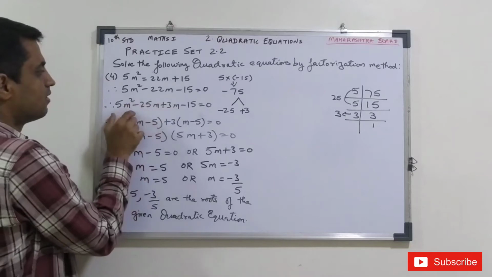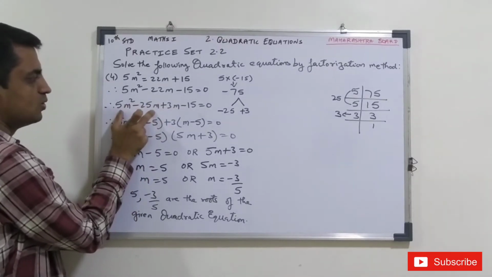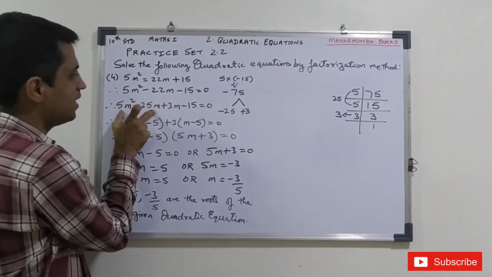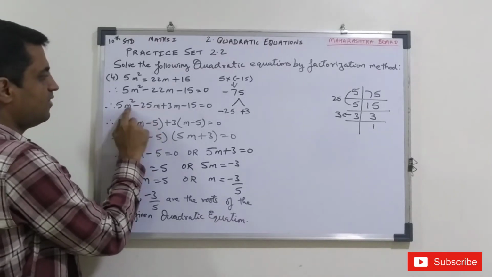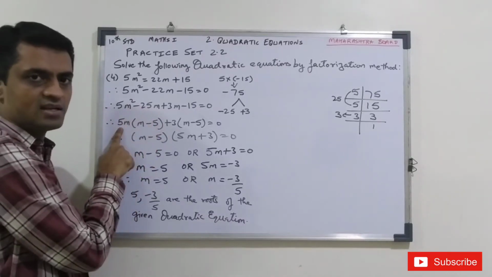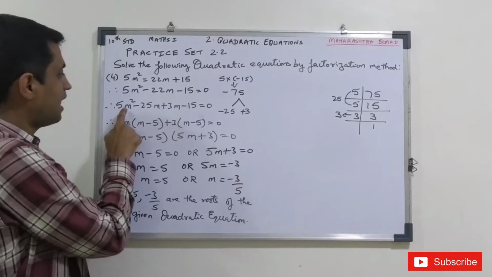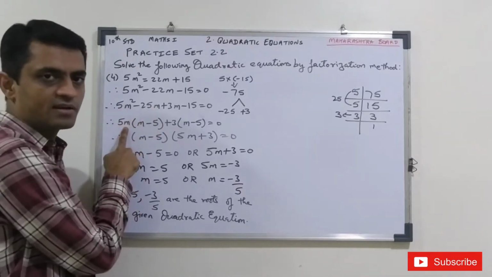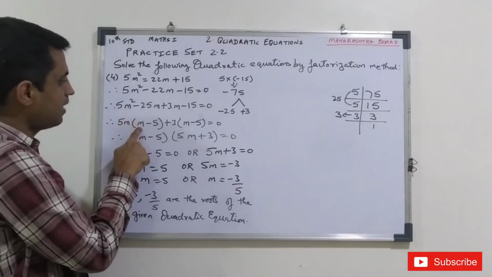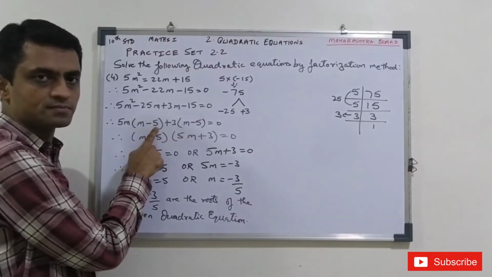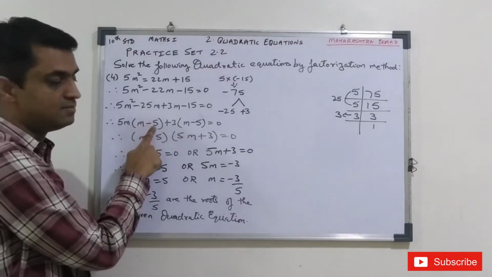After this, make the pairs of 2. We take this 2: 5m square minus 25m. Here 25 and 5, the common factor is 5, both go in the 5 table. M square and m, the common factor is m. So what will remain here? m minus 5. 5 5s are 25.